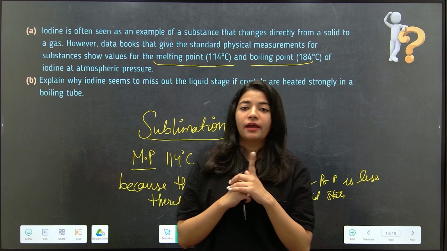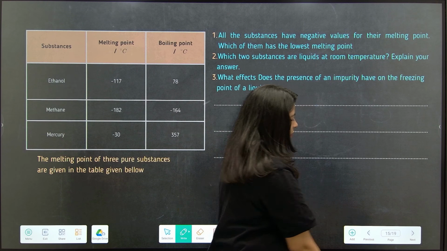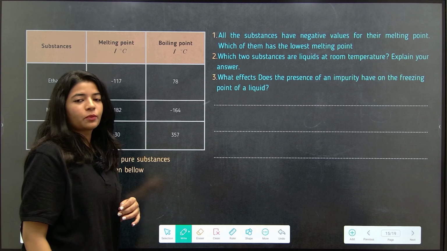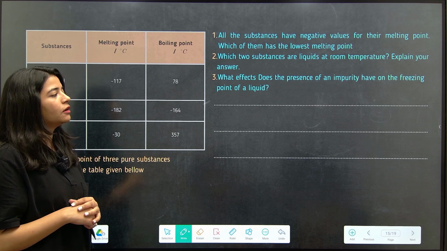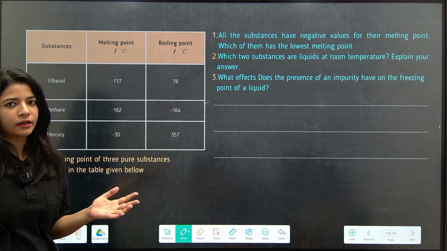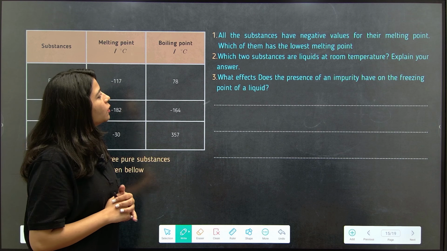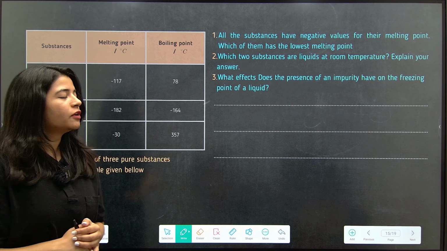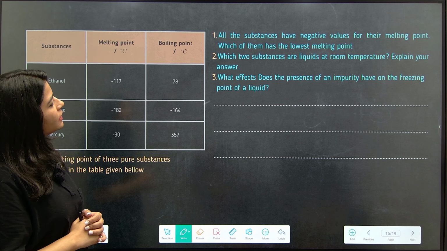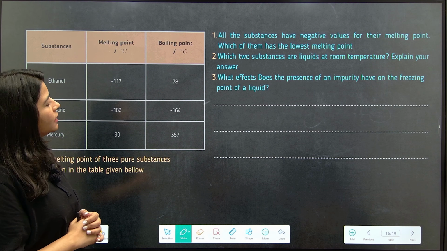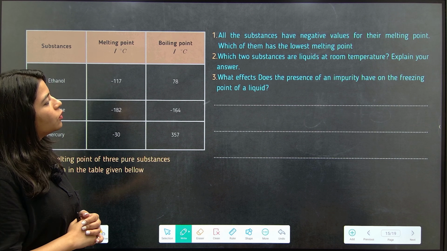Now, let's try another question. You can write down this question. If you wish to pause this video here and try doing it yourself, well and good. Okay, so let's discuss. The first part of the question says, all the substances have negative values for their melting point. Which of them has the lowest melting point?